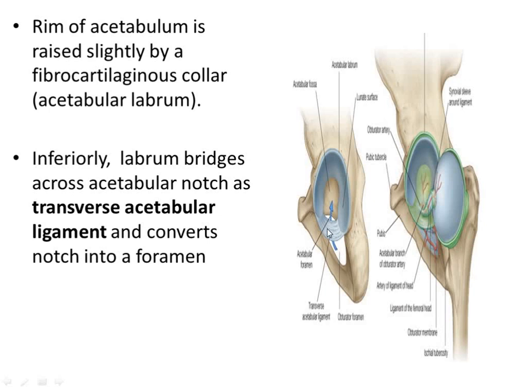Inferiorly, this lunate articular surface was deficient, so this rim of fibrocartilage bridges across this acetabular notch as a transverse acetabular ligament, thereby converting this notch into a foramen. So, there is a fibrocartilaginous rim, enclosing the lunate acetabular surface like a collar, and inferiorly it continues as transverse acetabular ligament.